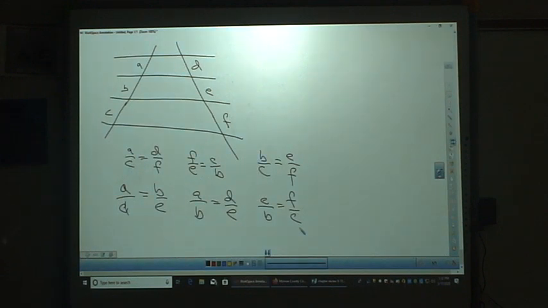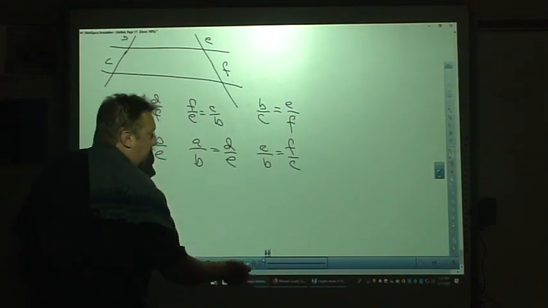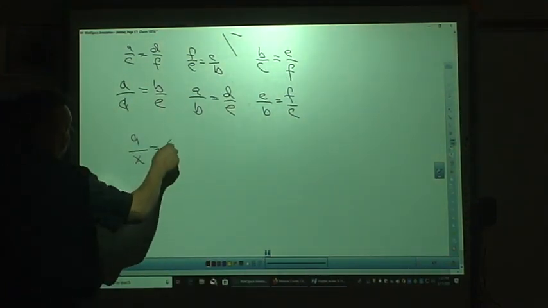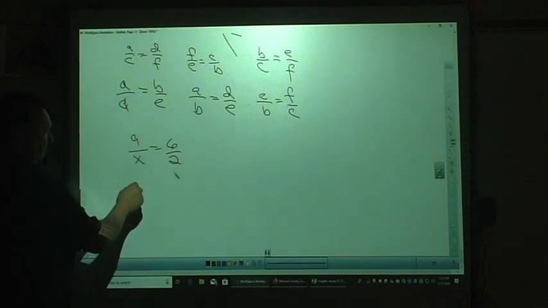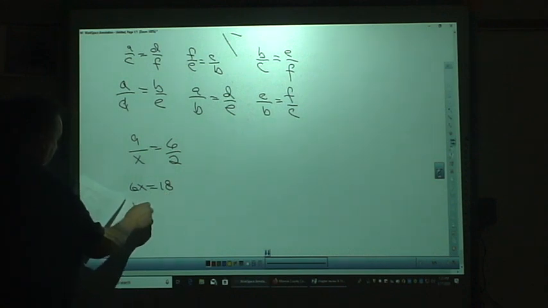On the rest of these, some of them are going to look a little bit weird. I will talk about a few of them, and we may not do a couple just because of the length of the question. In the first one, we're going to have 9 over x equals 6 over 2. When we cross multiply, we get 6x equals 18, which means x is equal to 3.